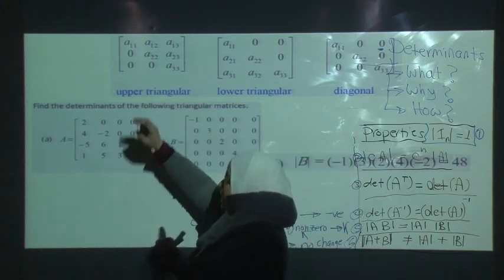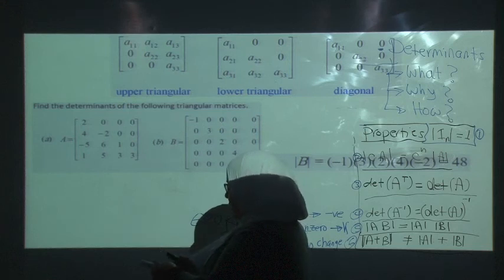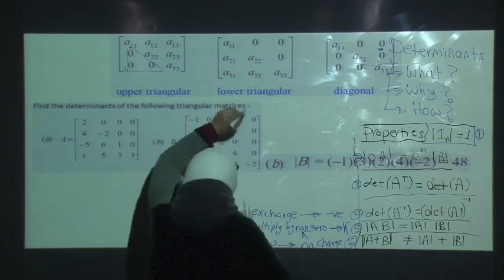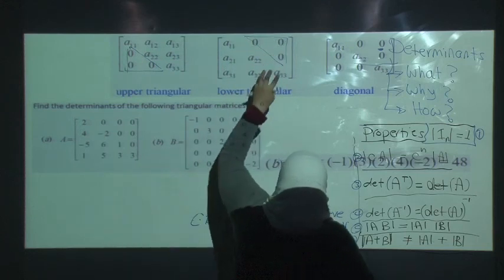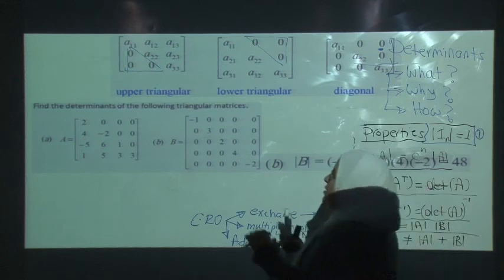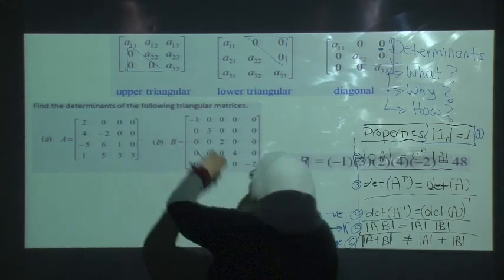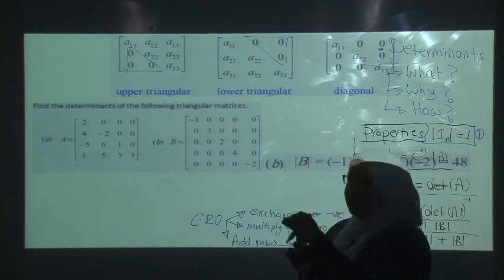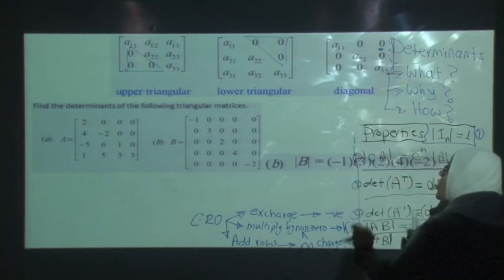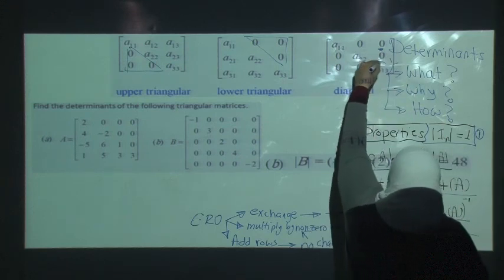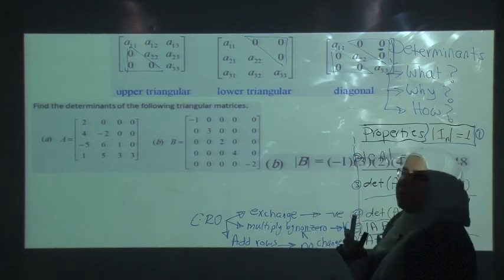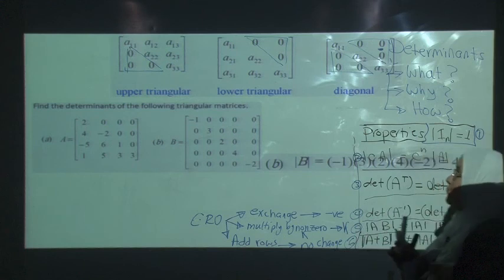Either this triangle of zeros is below the diagonal or above. Here it's called a lower triangular matrix because the elements are below the diagonal. Here it's an upper triangular matrix because the elements are above the main diagonal elements. Here it's a diagonal matrix. Why? Because we have zeros above and below the diagonal. We have only the diagonal elements, and all the off-diagonal elements are set to 0.